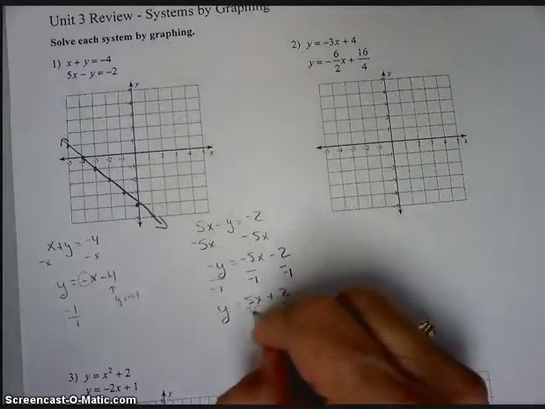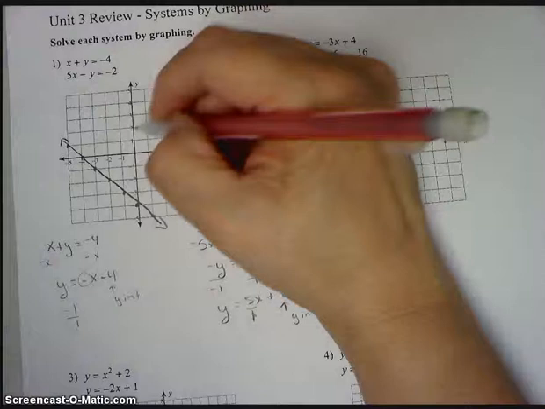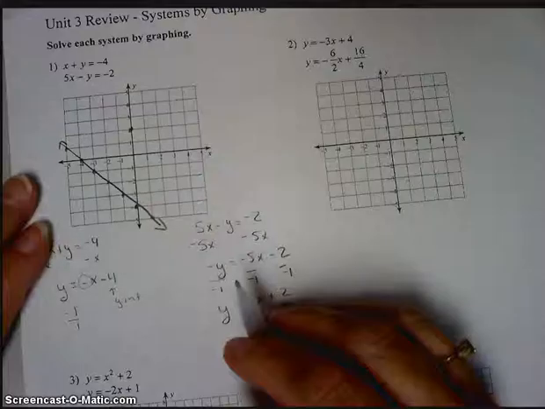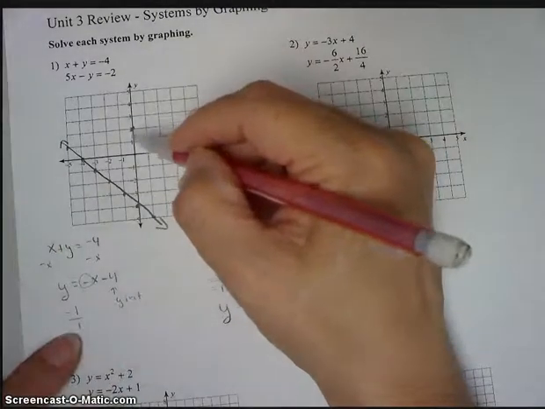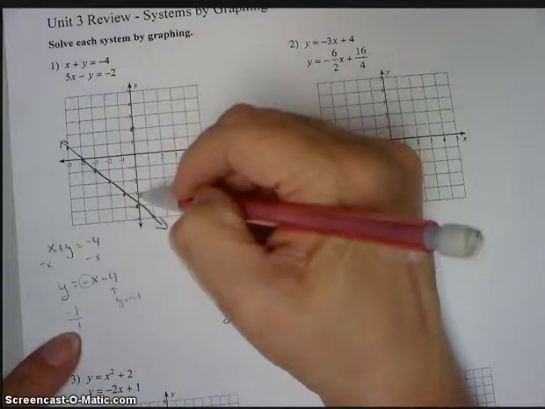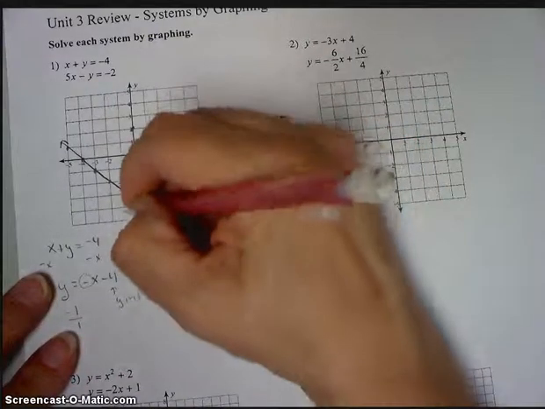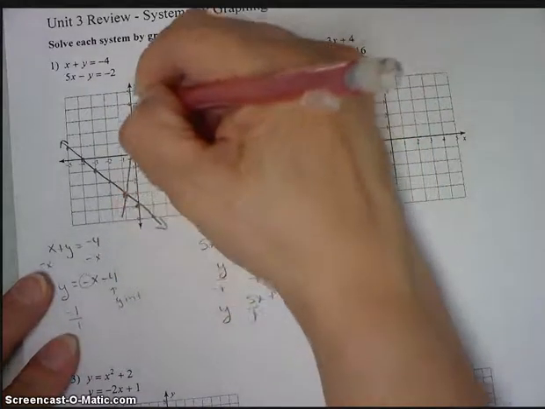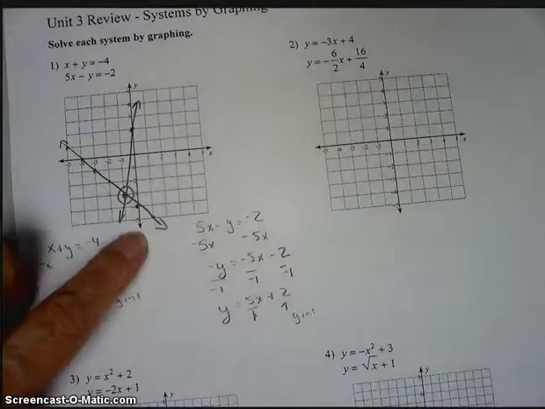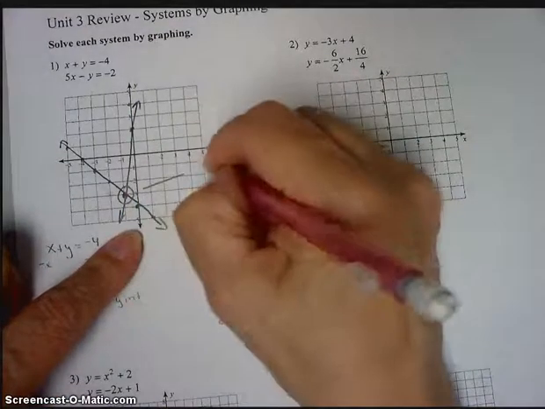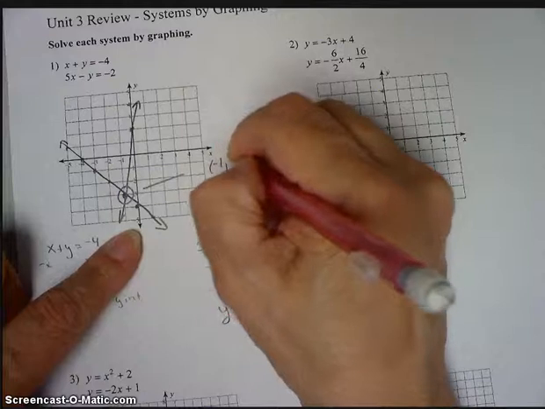And my slope here is 5 over 1. So I'm going to start at positive 2. Going to count down here. We're going to go, our slope is 5 over 1. 1, 2, 3, 4, 5 over 1. Draw my line. Put arrows on the end. This is my solution. Make sure you label it. So my solution here is negative 1, negative 3.